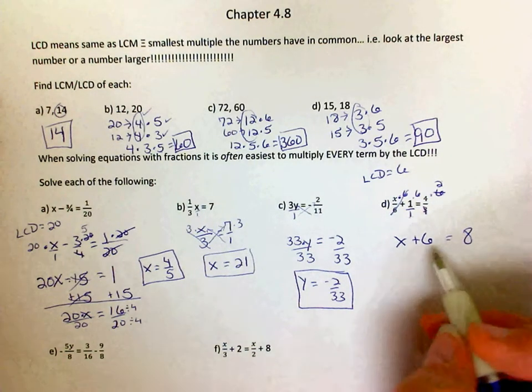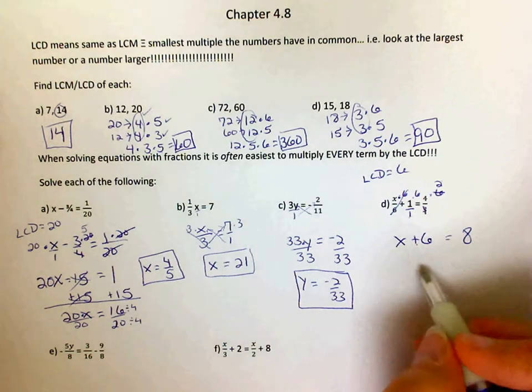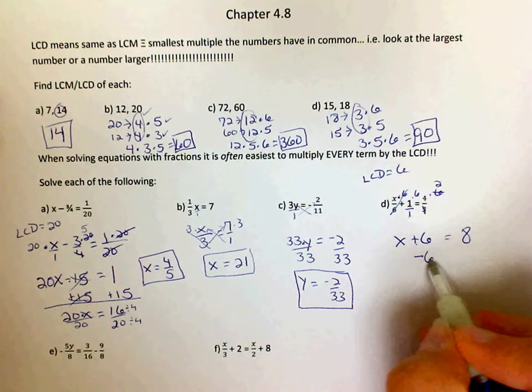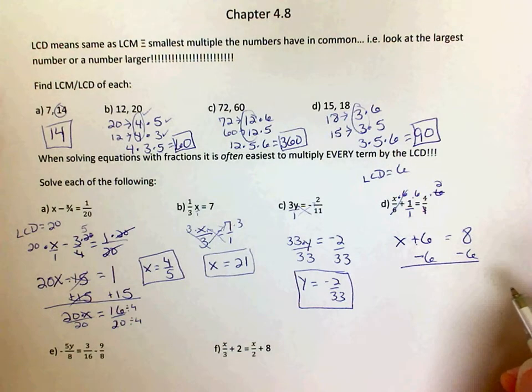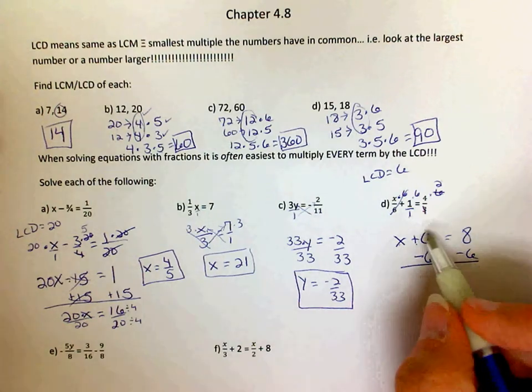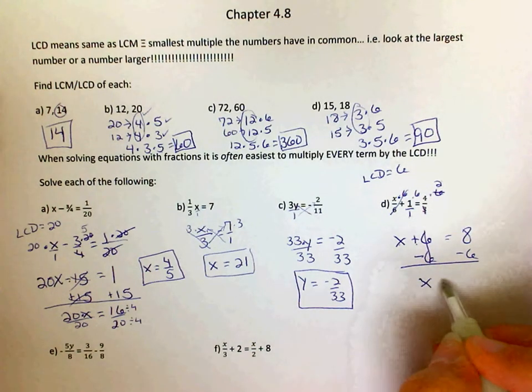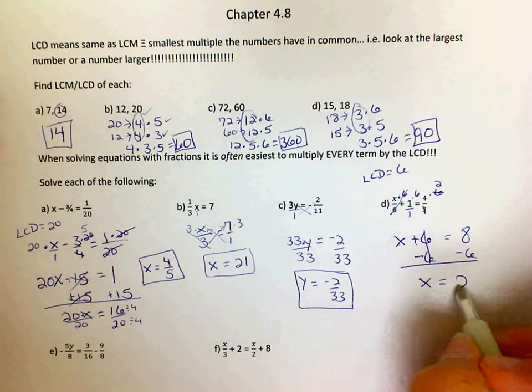Now, the opposite of adding 6 is to subtract 6. Why was that a wrong answer when we said yes? Because x is not by itself. When x becomes positive and it's all by itself, we're done. And it is.